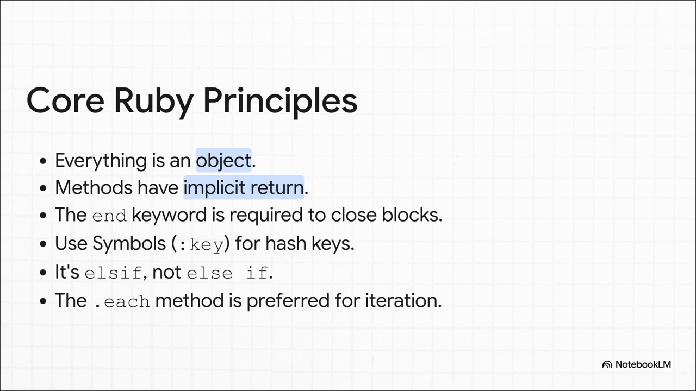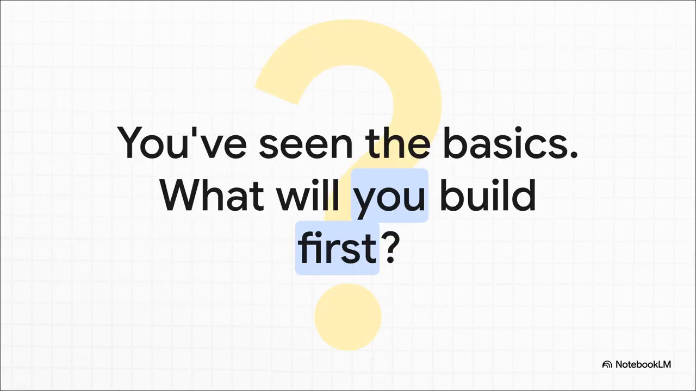It's way more performant. The keyword is elsif, not else if. The best way to loop is with .each. And never forget, it was Ruby on Rails that took all these great ideas and used them to completely change web development.